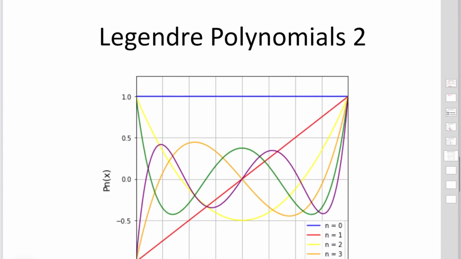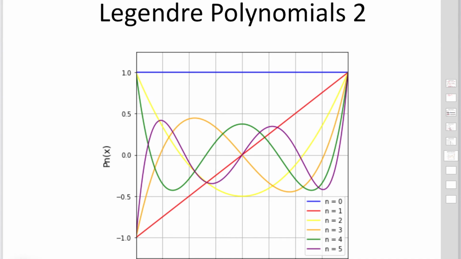Then finally, I'd like to show you the graph of the Legendre polynomials. As I explained, the range of x is between minus 1 and 1. When n equals 0, it's a constant value of 1. When n equals 1, it's y equals x. And also I show the Legendre polynomials with n equals 2, 3, 4, and 5. So you can find the Legendre polynomials.